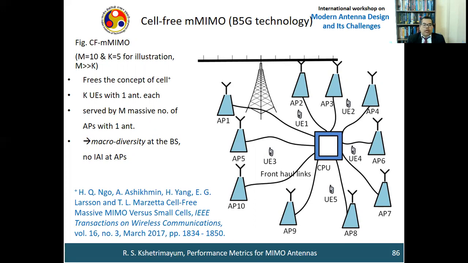And this is the seminal paper in the IEEE Transactions on Wireless Communications by Professor Ngo, Professor E.G. Larsson, and Thomas Marzetta, and other co-authors. They compared the performance of cell-free massive MIMO with small cells, and they observed that the user-specific experience will be much better for cell-free massive MIMO. Anyway, the performance metrics of MIMO antennas in cell-free massive MIMO, which is a new technology, are not characterized. So it's an open problem.